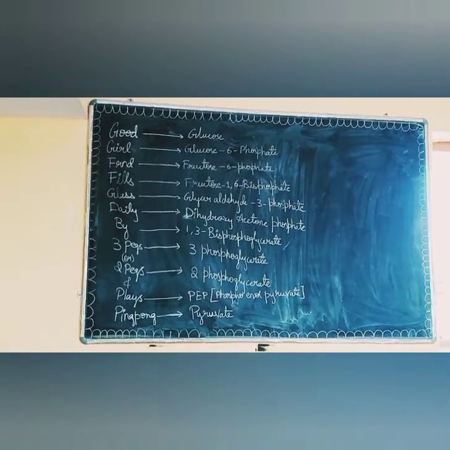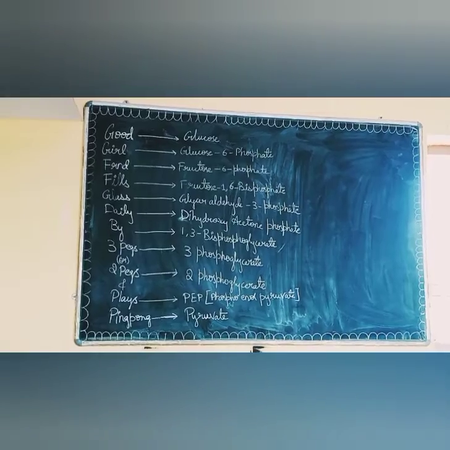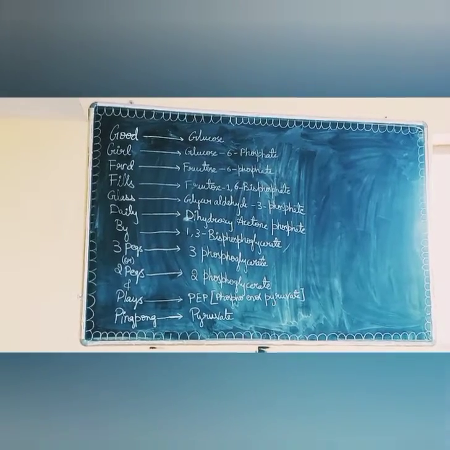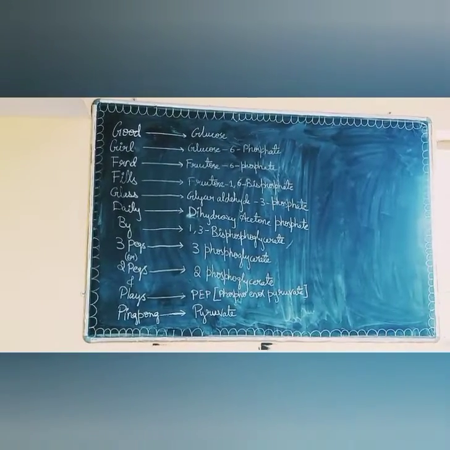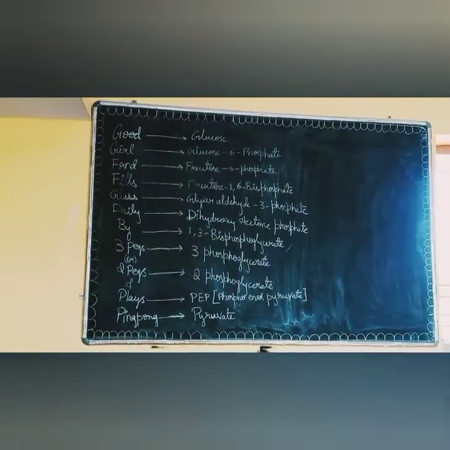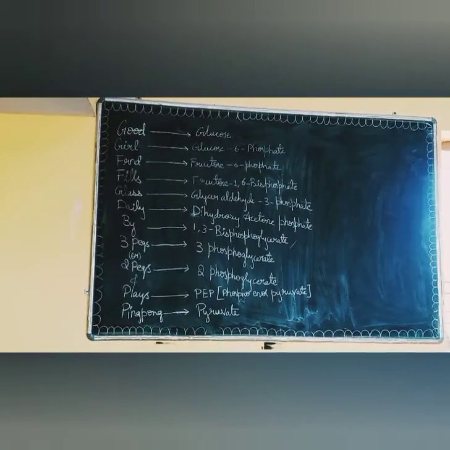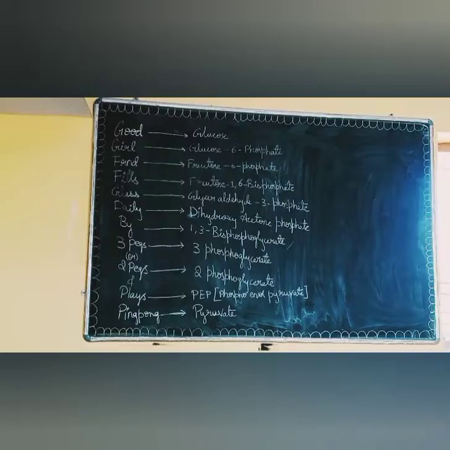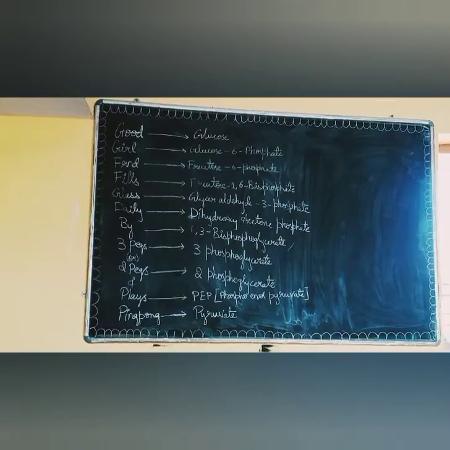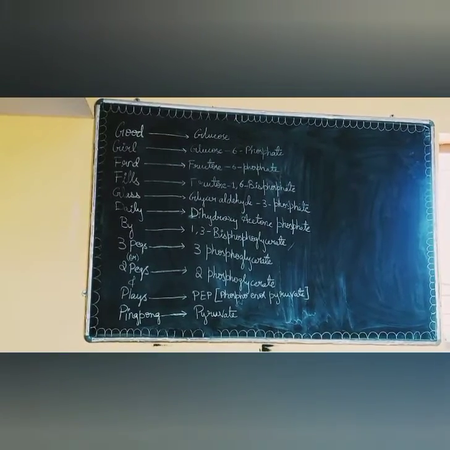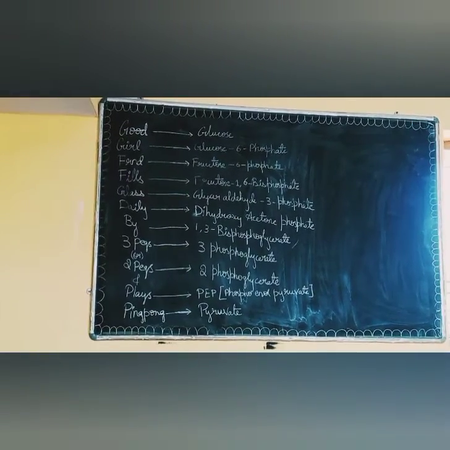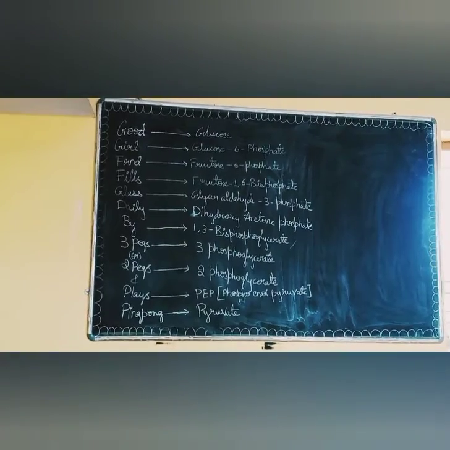Firstly, the breakdown of glucose gives glucose 6-phosphate. Glucose 6-phosphate to fructose 6-phosphate, then to fructose 1,6-bisphosphate. Fructose 1,6-bisphosphate to glyceraldehyde 3-phosphate, then to dihydroxyacetone phosphate. From there we get 1,3-bisphosphoglycerate, then 3-phosphoglycerate, 2-phosphoglycerate, and PEP, phosphoenolpyruvate, and the last product is pyruvate. Here it is partial oxidation. We get 2 pyruvic acid molecules, meaning the glucose is partially oxidized.